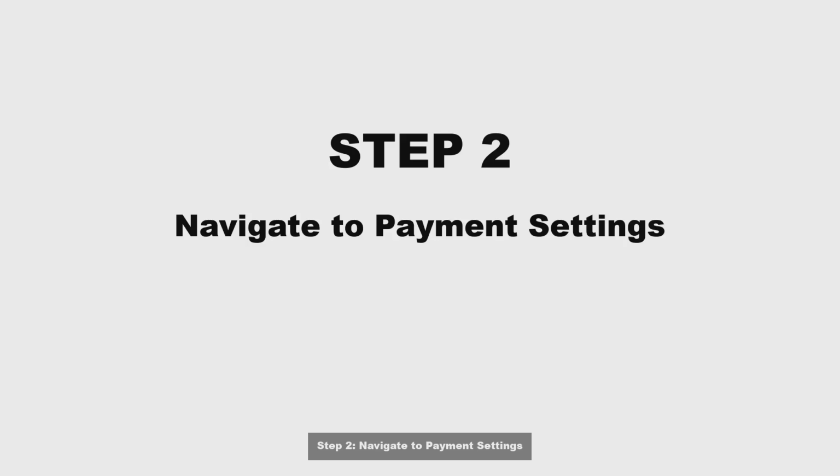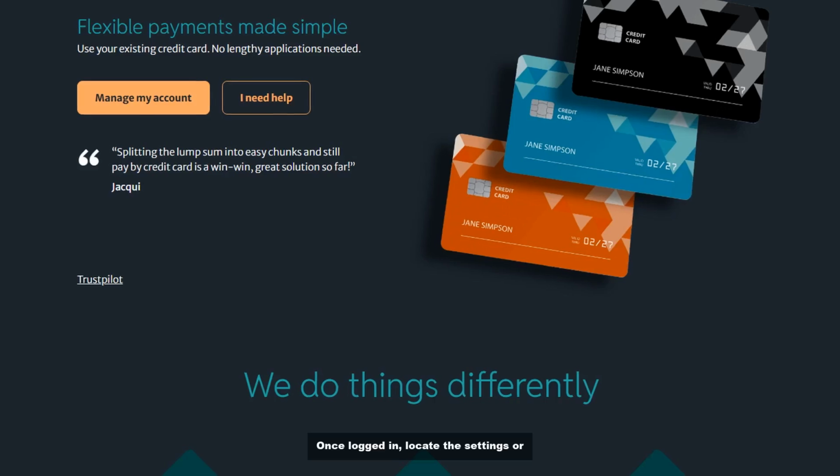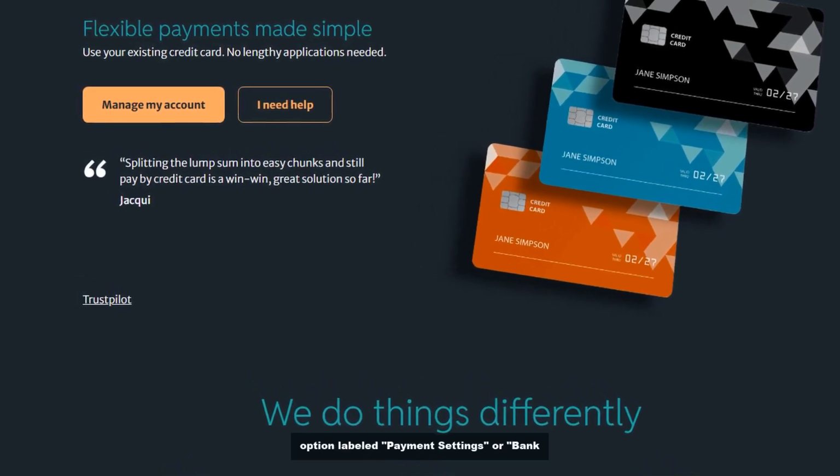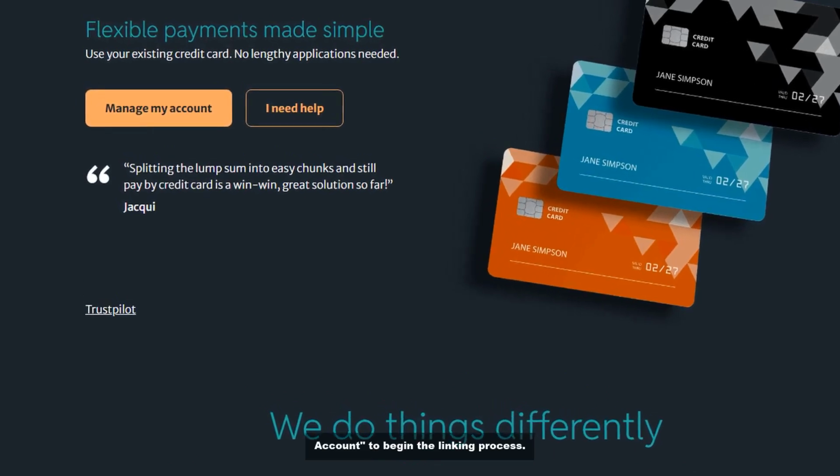Step 2. Navigate to Payment Settings. Once logged in, locate the Settings or Account Management section. Look for an option labeled Payment Settings or Bank Account to begin the linking process.